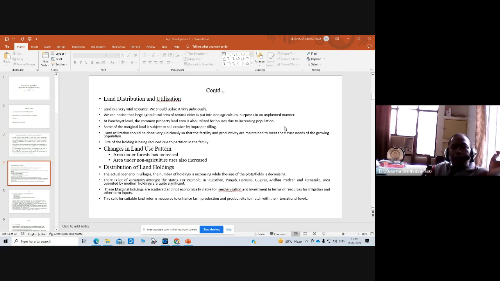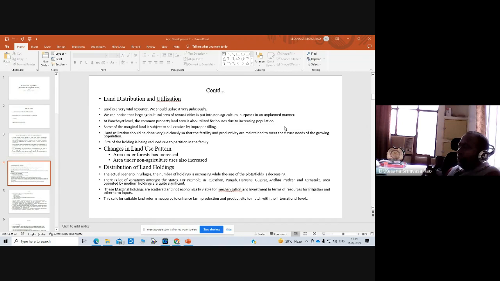Fertility and productivity are maintained so as to meet the future needs of the growing population. These two, land fertility and the extent to which it is in a position to produce different types of crops, whether cereals or pulses or any type of crops which you want to grow on the land for the sake of food. So these fertility and productivity levels, those two are very, very important.